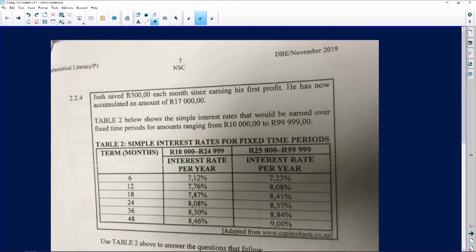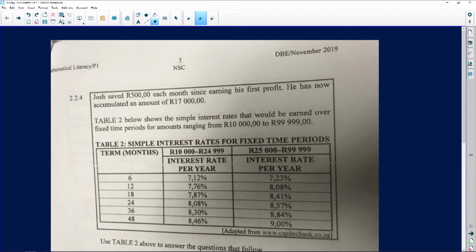Let's read this question. On the screen over here, we've got a question that says, Josh saved 500 Rand each month since earning his first profit. He has now accumulated an amount of 17,000 Rand.